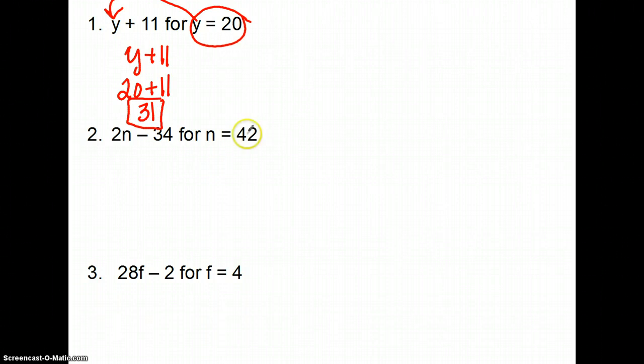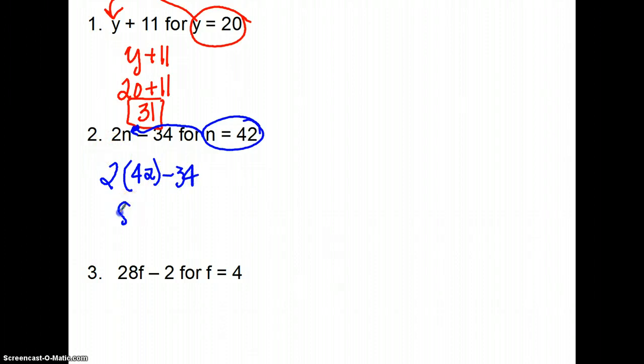Next one, n is equal to 42. So I'm plugging it into the n right here. So it's 2 times 42, since the operation between the 2 and the n is multiplication, minus 34. 2 times 42 is 84, minus 34 is 50.